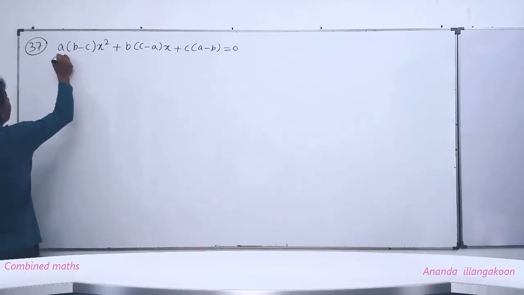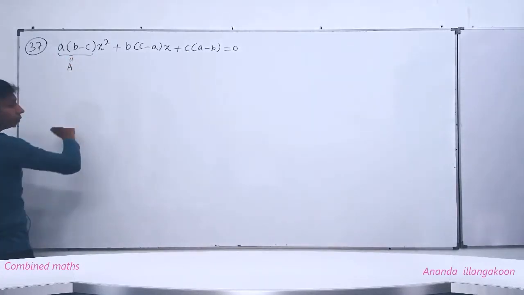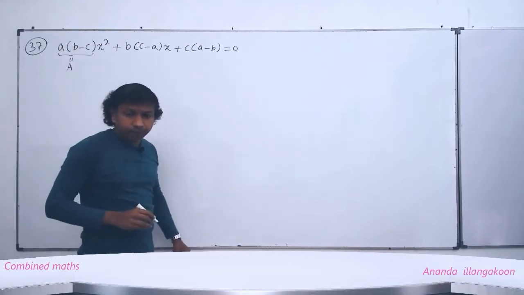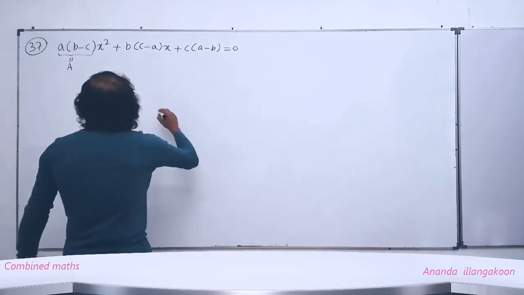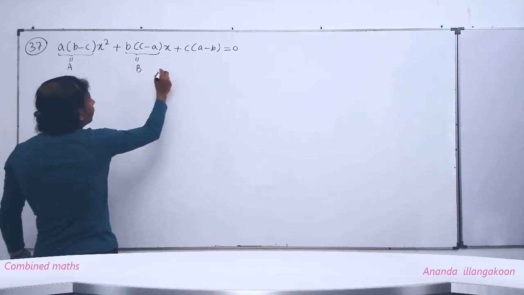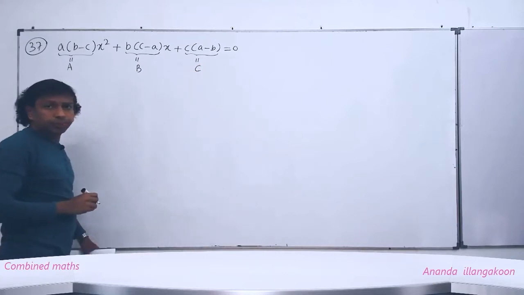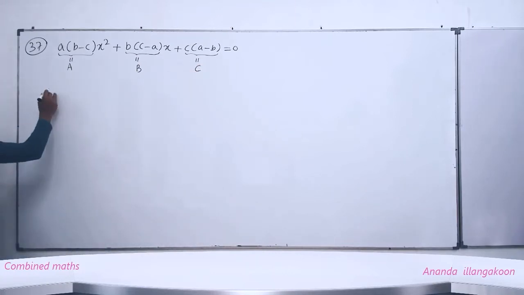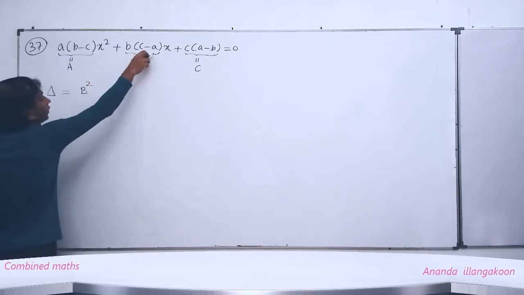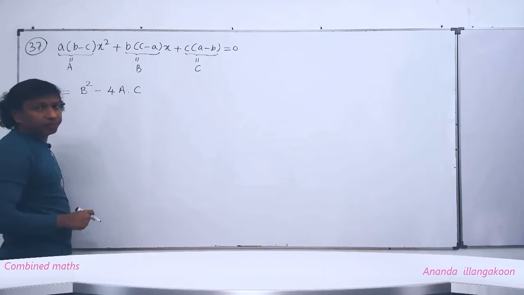People, if I take this as capital A, this one as capital B, this one as capital C, right? The discriminant delta, how do we write it, people? B squared here minus 4AC. That is the discriminant.